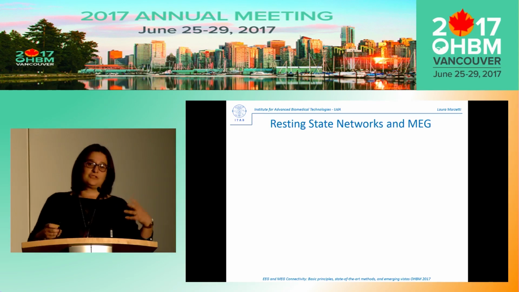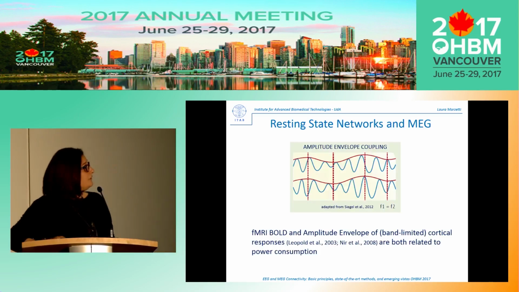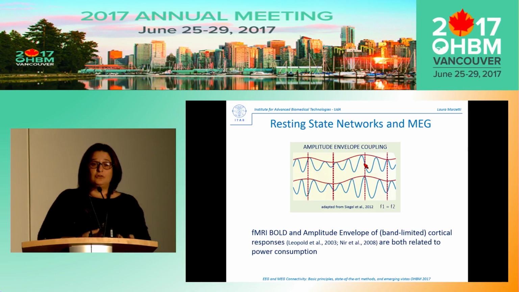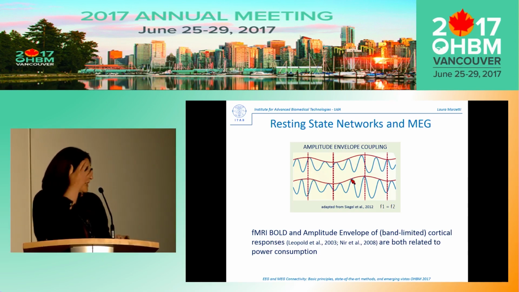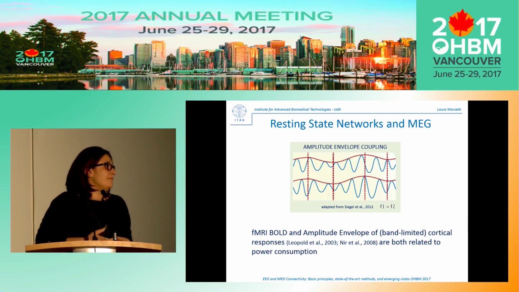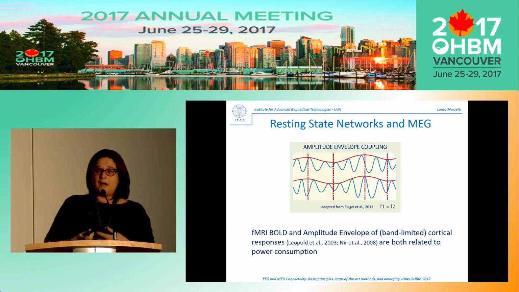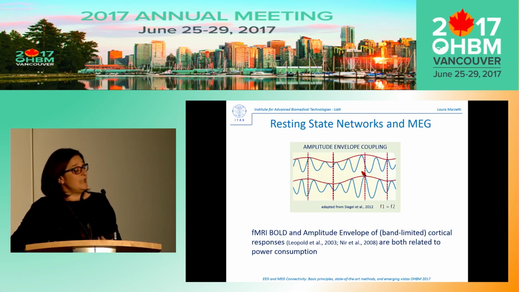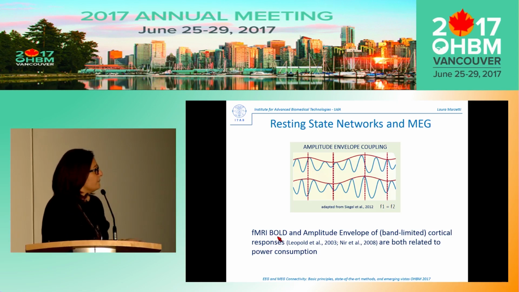I mentioned this idea of slow fluctuation, and so just to have everything on the same footing, I want to highlight what I mean by this. If you have the MEG signal, represented here by the blue signal, in one region and in another region, then what you are looking for is this red signal, which represents what is called the amplitude envelope of the signal. Then you look for the coupling of this red curve with another red curve over here. The idea, related to amplitude envelope correlation, is that BOLD fMRI and the amplitude envelope of band-limited power in MEG or EEG are both related to power consumption. So you can extract the fluctuation of power from the MEG signal, this slowly varying feature, and look at the correlation of this information in the brain in a very similar way to fMRI correlation analysis.